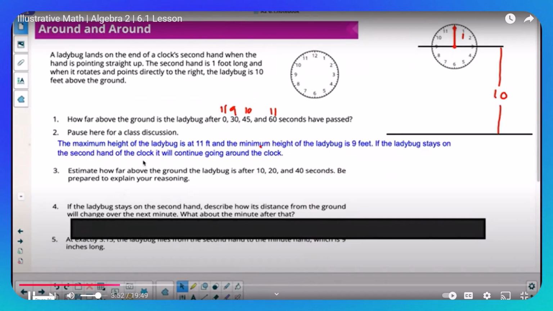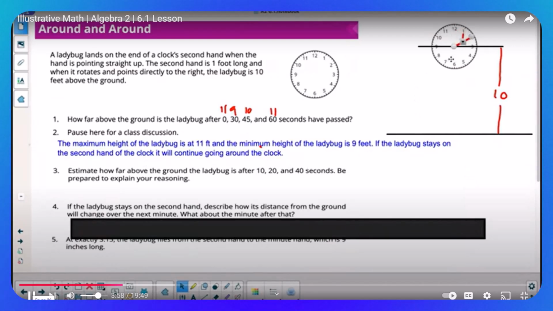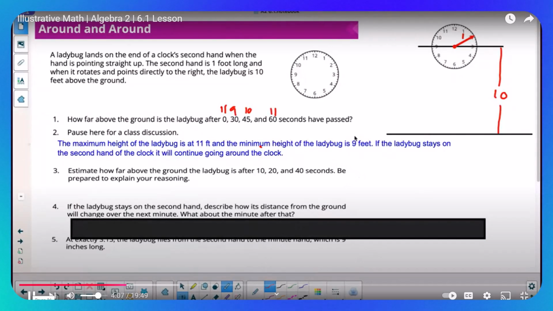Estimate how far above the ground the ladybug is after 10, 20, and 40 seconds. So 10 seconds is right there. A little bit greater than 10, not quite at 11, not halfway. I'd say, I don't know, maybe it is halfway, actually, if you look here. I'd say maybe 10.5, roughly. 10.5 feet at 10 seconds.